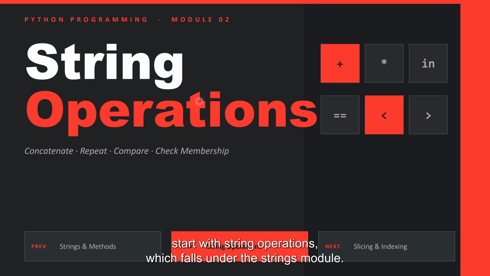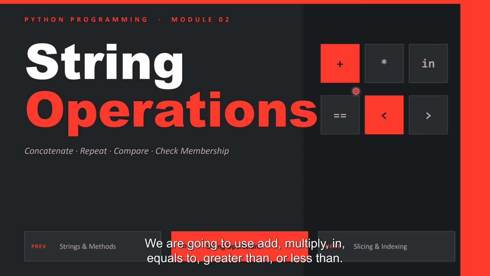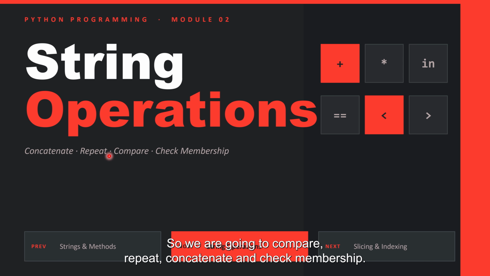And today we are going to start with string operations that fall under the strings module. What are string operations? They are basic operations, just like we did with comparison operations and such. We are going to use add, multiply, in, equals to, greater or smaller. So we are going to compare, repeat, concatenate, and check membership.